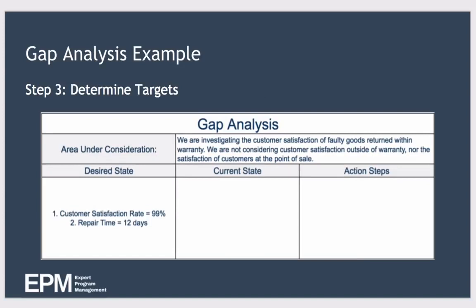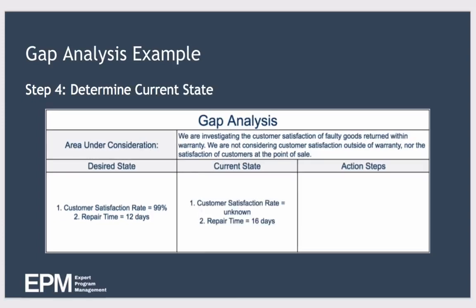The third step is to determine targets for each of these metrics, and the company decides to benchmark its best competitors to do this. From doing this, it determines that to compete with the best in the industry, it should be aiming for a customer satisfaction rate of 99% and a repair time of 12 days. And it decides basically to choose these values as its targets for these areas. And you can see that reflected in this diagram here.